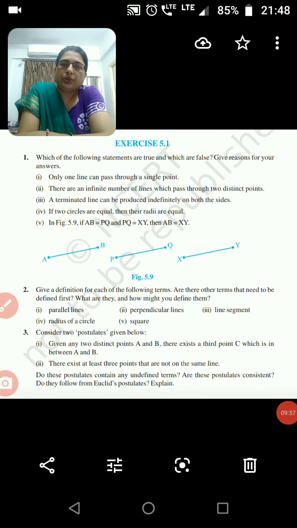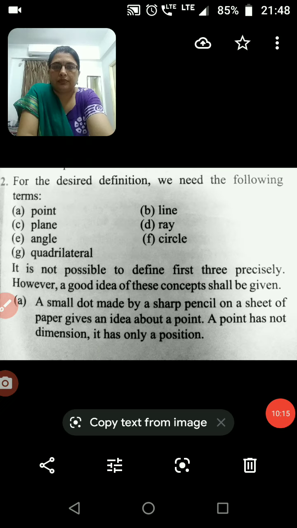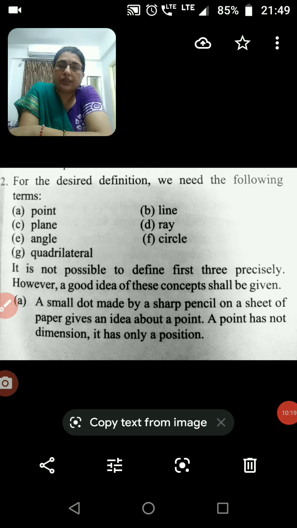Now question number 2, give a definition for each of the following terms. Here 5 questions are there. To define these terms, we need to understand some other terms also. To understand this definition, we need some terms like point, plane, angle, quadrilateral, line, ray, circle.